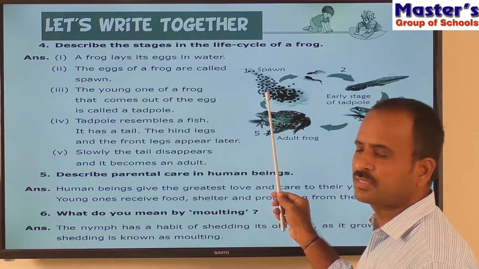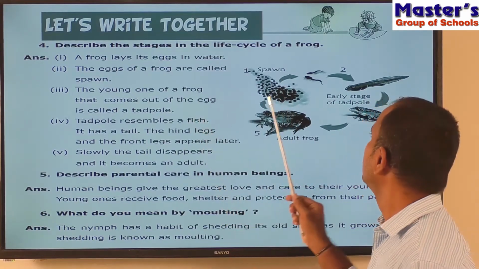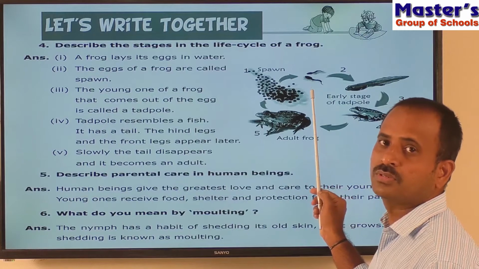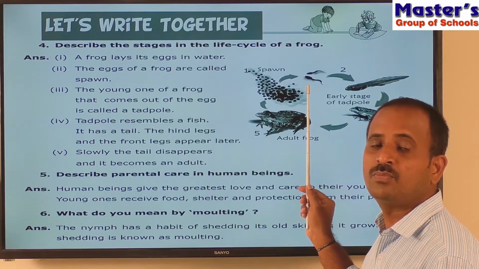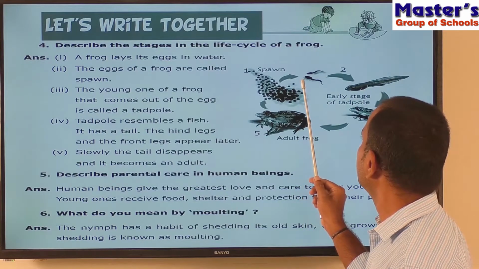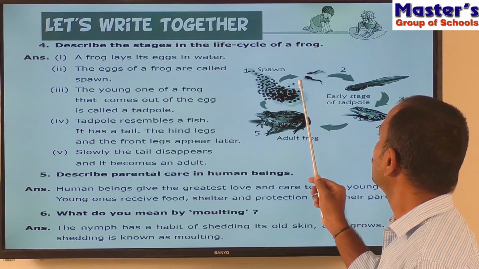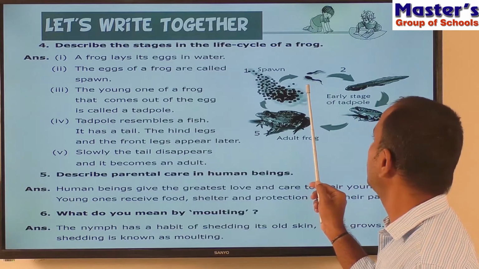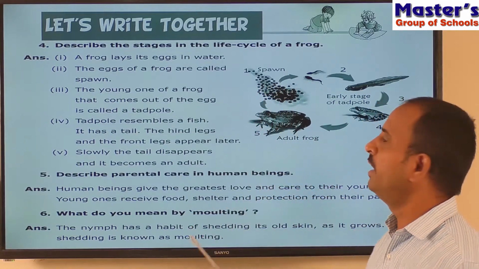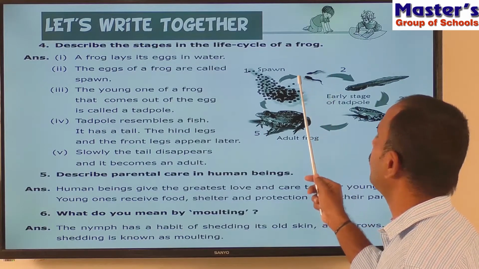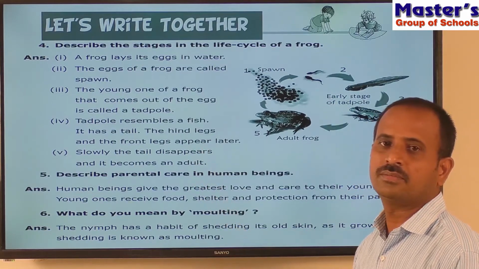So after a few days, these eggs will give out small young frogs, which are called tadpoles. The second stage of the frog is called a tadpole, and it is a small young frog which looks like a fish. Children, observe the picture. You are observing the tail. The small frog will have a tail, and this stage is called a tadpole. So these are called tadpoles, that means the small frogs.